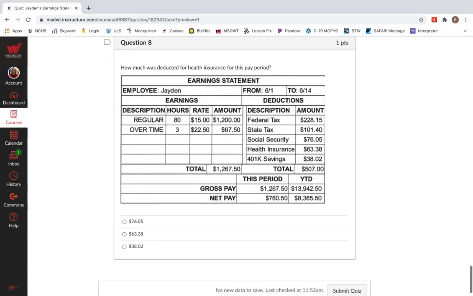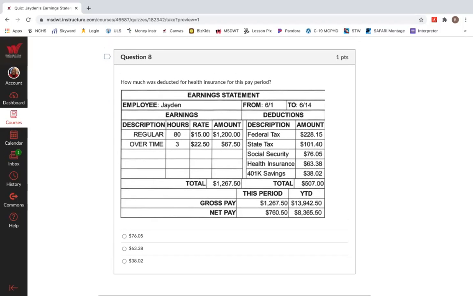Question 8. This is the final question. How much was deducted for health insurance for this pay period? So look for health insurance, the deduction side, and find out how much was deducted for this pay period. $76.05, $63.38, $38.02. What was deducted from his paycheck for this pay period for health insurance?